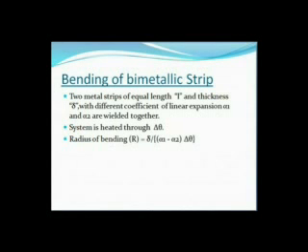So here, as you can see, the length of the strips taken together is L, and delta is the width of the strip, and after heating the strip there is a slight bend, and the radius of bend R is given by delta by (alpha 1 minus alpha 2) into delta theta.